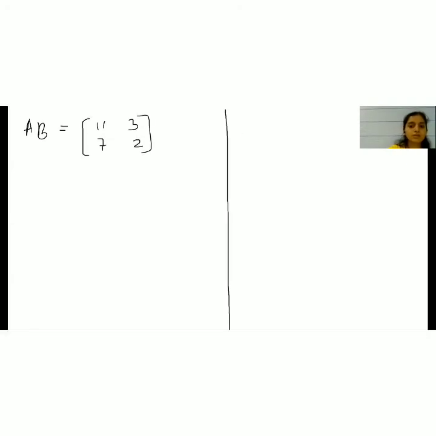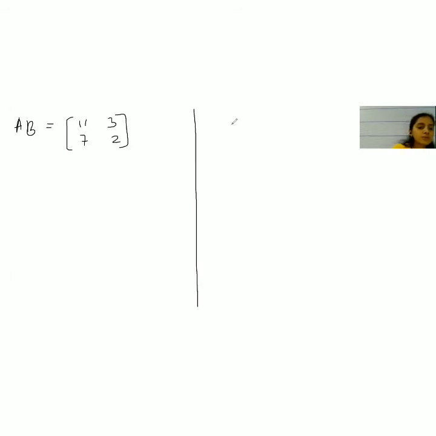To write this page so that the sum is on one page. Okay, now first we'll find the minors. So M11 is 2. You have to hide the row and column of A11. So M11 is 2, M12 is equal to 7, M21 is equal to 3, and M22 is equal to 11.